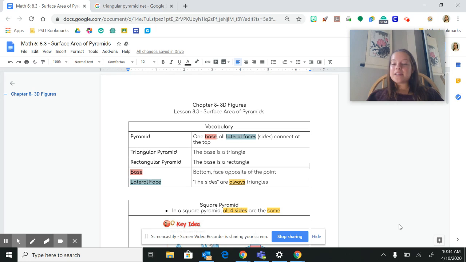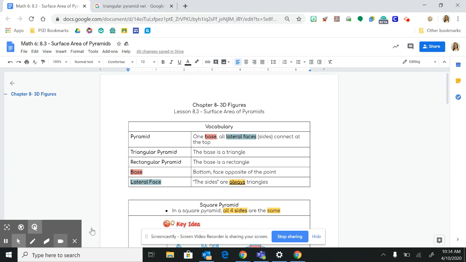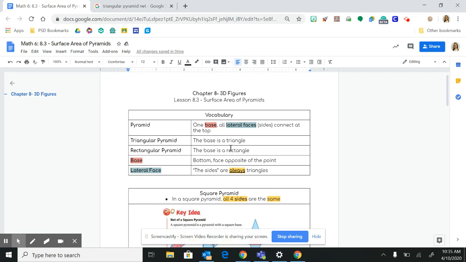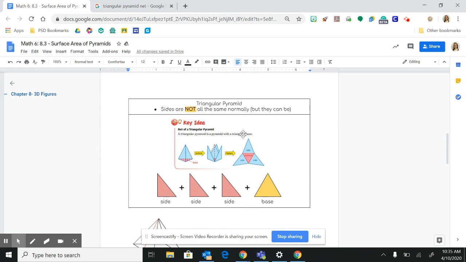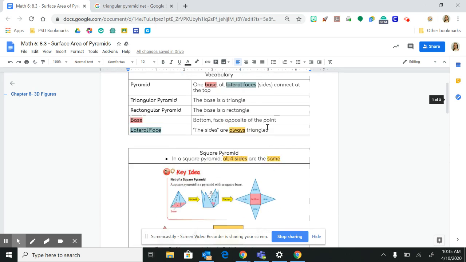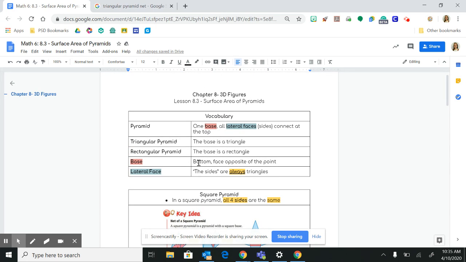And today we're going to be talking about the surface area of pyramids. So we briefly talked about pyramids in 8.1, but a pyramid has one base and all lateral faces or sides connect at the top. So in a triangular pyramid, the base is a triangle. So here's an example right here. This is a triangular pyramid. Our base is a triangle and it has three triangular sides. And in every pyramid, the sides or the faces are triangles.